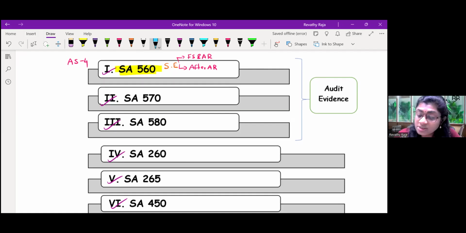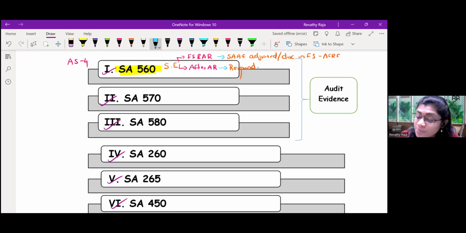Now, with respect to facts between FS date and audit report date, what will the auditor do? Obtain sufficient and appropriate evidence whether it has been properly adjusted or disclosed in FS as per AFRF. Now, in respect of facts that become known after the audit report, the auditor has to respond appropriately.